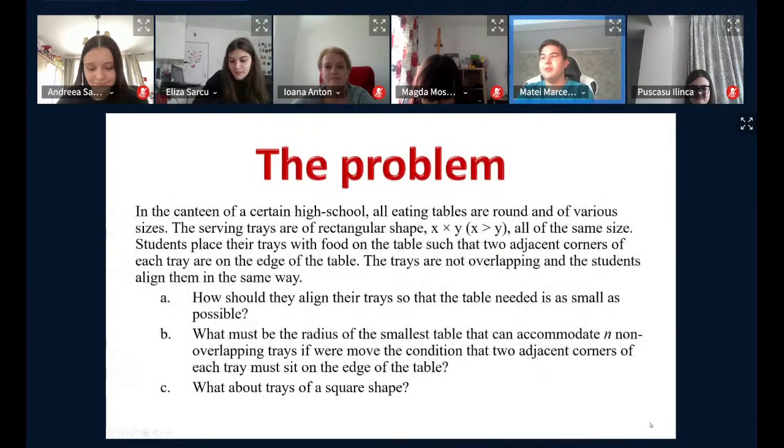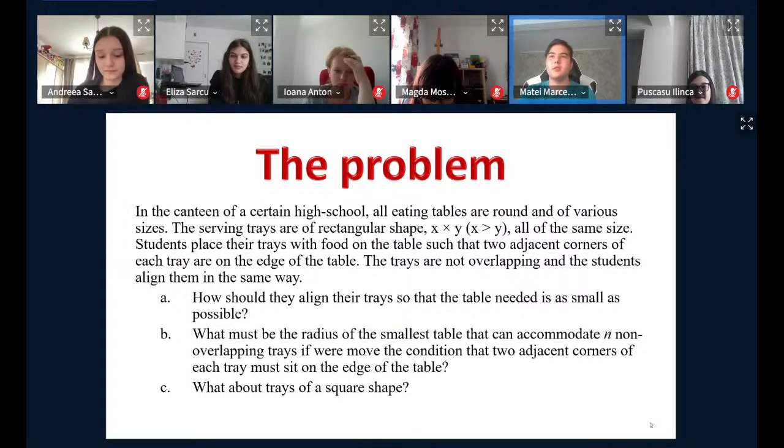Now we will introduce you the problem we had to solve. In the canteen of a certain high school, all eating tables are round and of various sizes. The serving trays are of rectangular shape, x times y, all of the same size. Students place their trays with food on the table such that two adjacent corners of each tray are on the edge of the table. The trays are not overlapping, and the students align them in the same way. How should they align their trays so that the table indeed is as small as possible?